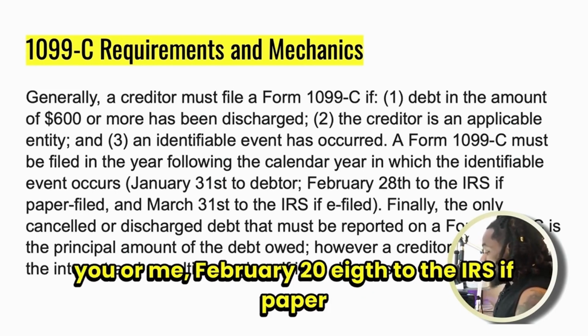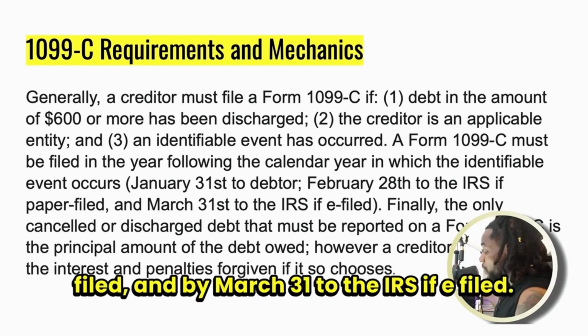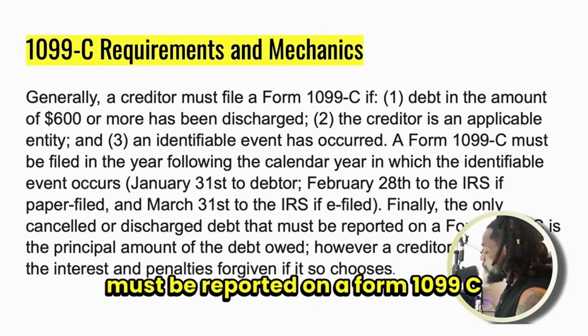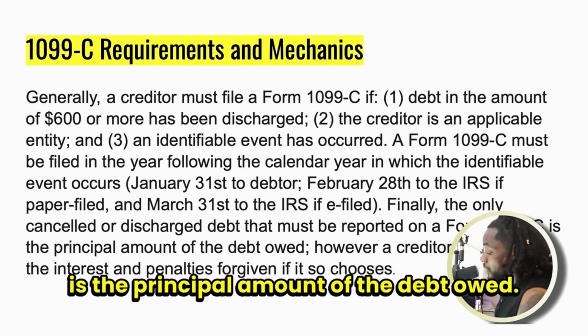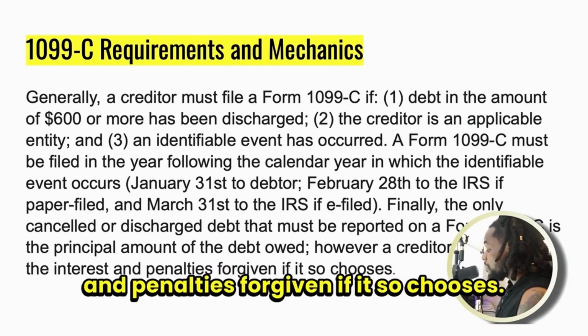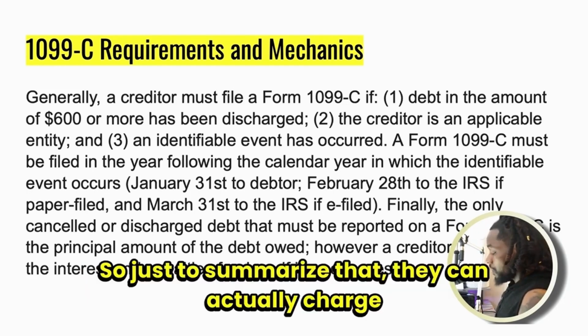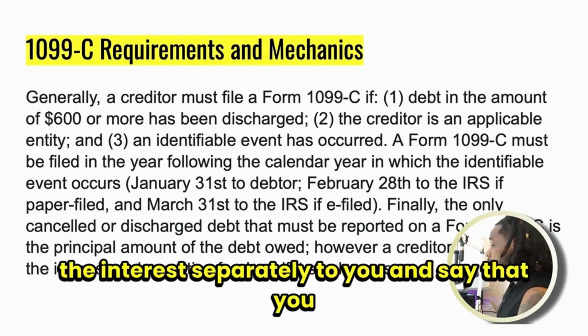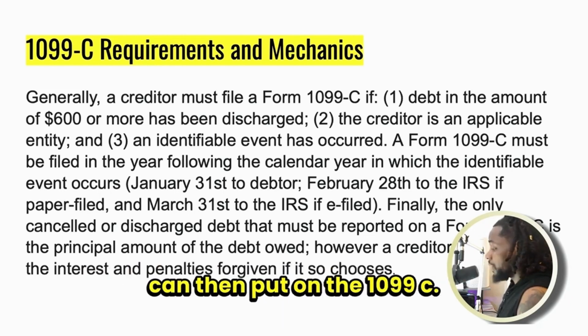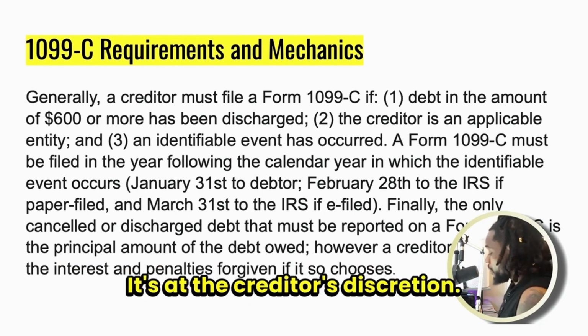February 28th to the IRS if paper filed, and by March 31st to the IRS if e-filed. Finally, the only canceled or discharged debt that must be reported on a Form 1099-C is the principal amount of the debt owed. However, a creditor may report the interest and penalties forgiven if it so chooses. So just to summarize that, they can actually charge the interest separately to you and say that you still owe the interest, but the principal amount they can then put on the 1099-C. It's at the creditor's discretion.